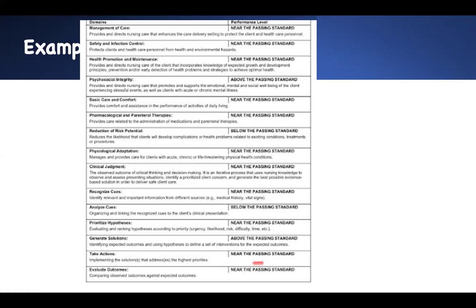How many near passing? Almost like 11. Let's count it: 1, 2, 3, 4, 5, 6, 7, 8, 9, 10, 11 near passing, 2 above passing, and 2 below passing. Do you think this person failed or passed? Think about it. 11 near passing, 2 above passing, and 2 below passing. Think about whether this person failed or not, and I'll show you.